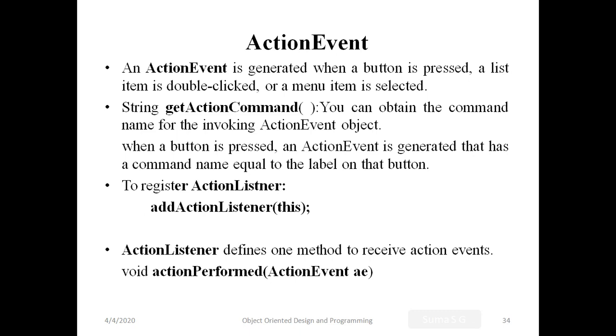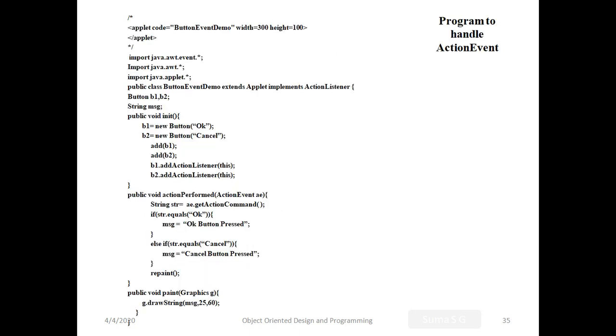So, an action event is generated when a button is pressed or you select an item from a menu. The method related to the action event is getActionCommand. The action listener is the listener which is notified about the action event. So you have to register using addActionListener(this), and you have to implement the method present in ActionListener, which is the actionPerformed method. This is how you implement action event and action listener in your program.